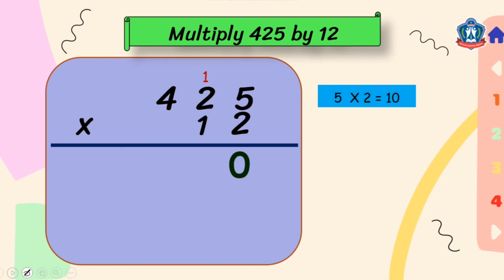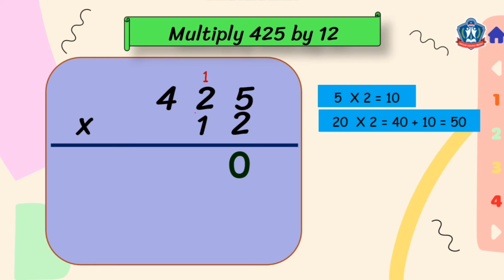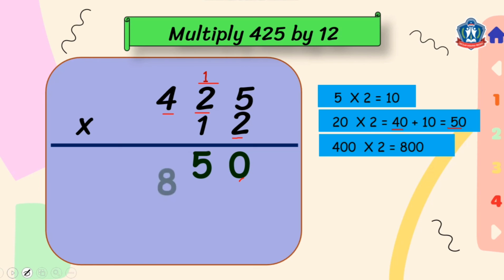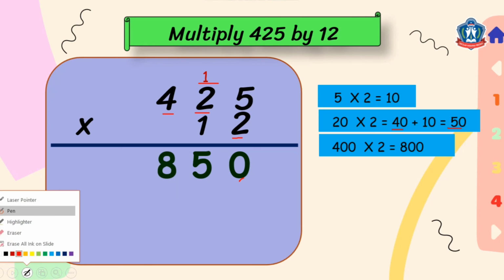So, next is the 20 times 2. This 2 here, this is 20, and that is 40. Then we add the 10, and that is 50. So, we write 5 because we already have the 0. Next is the 400 times 2, and that is 800. And we just write 8 there. Are we done? Not yet.